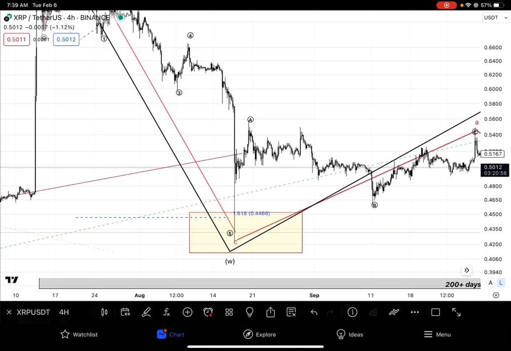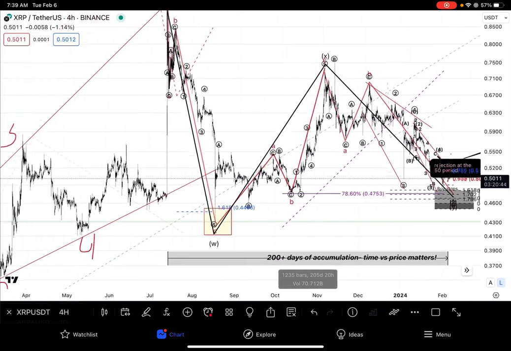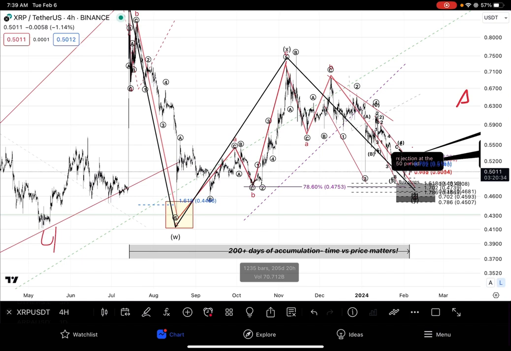So to the untrained eye, it may have seemed like the correction was done over here. But it looks like this wave 2 is a little bit more complex than we expected. And all that means is that there's more accumulation within the structure. More accumulation means more explosive price action for wave 3. We're likely going to have a quick macro wave 4, and then a wave 5 to finish it all up.